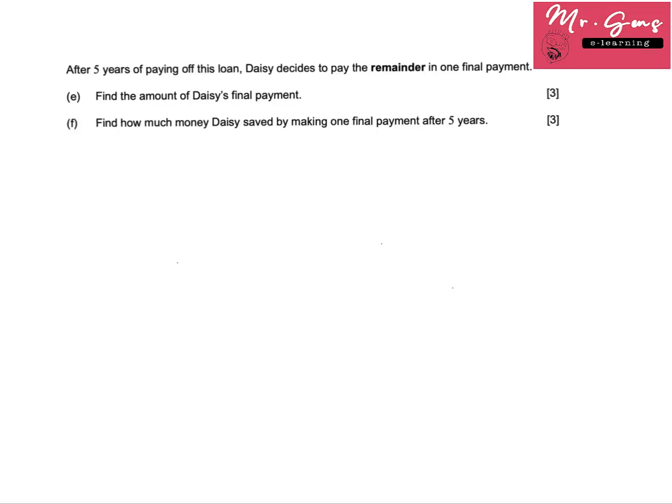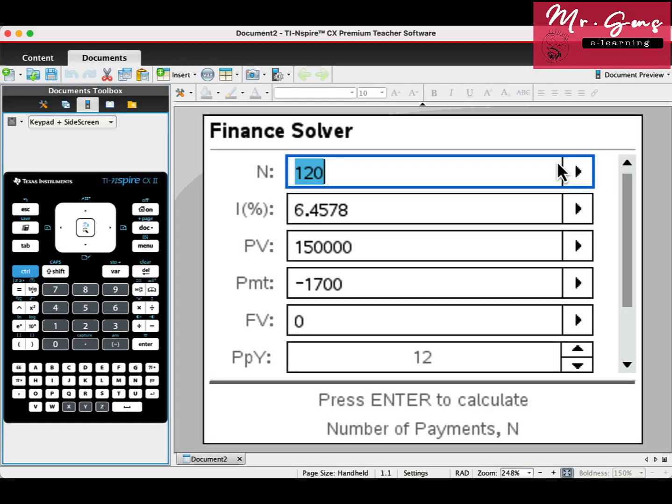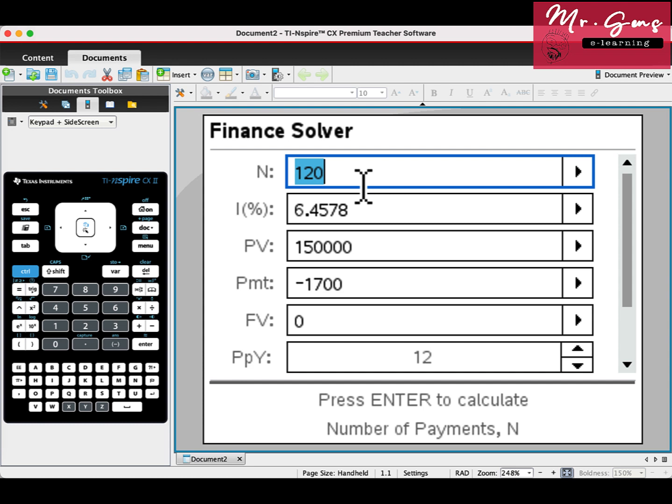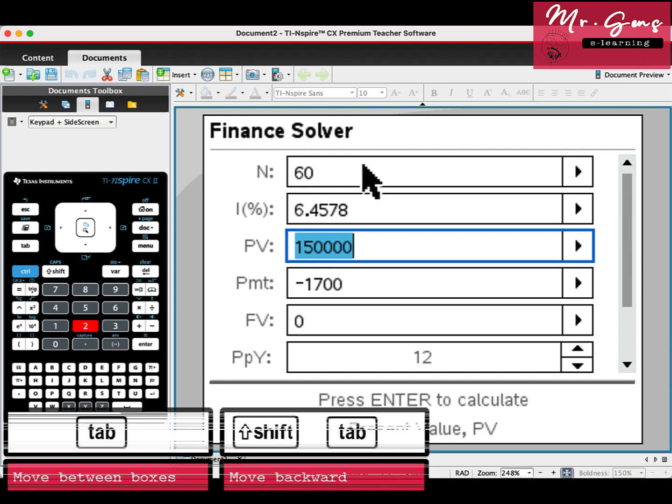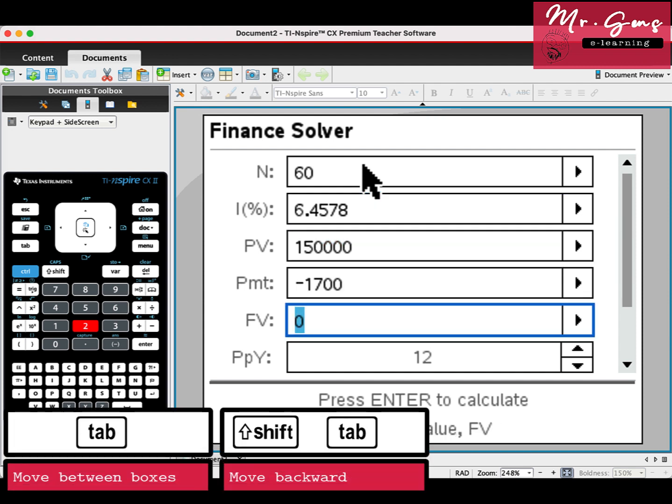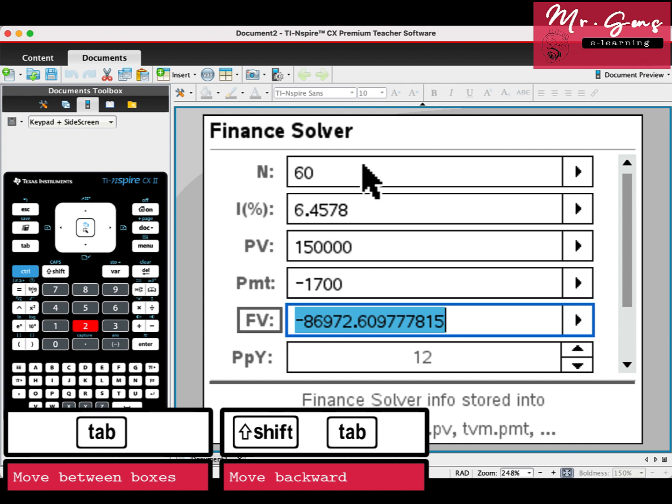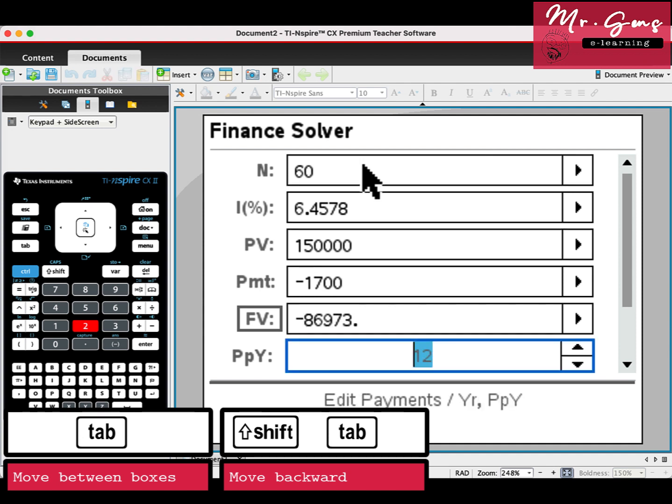For part E, Daisy decides to pay the remainder of the loan, but she has already made 60 payments so far. So we will find the remaining amount, which is the future value. Go to the Finance app. N is 60. We will go to future value and press enter. This is the remaining amount that Daisy will pay as the final payment.